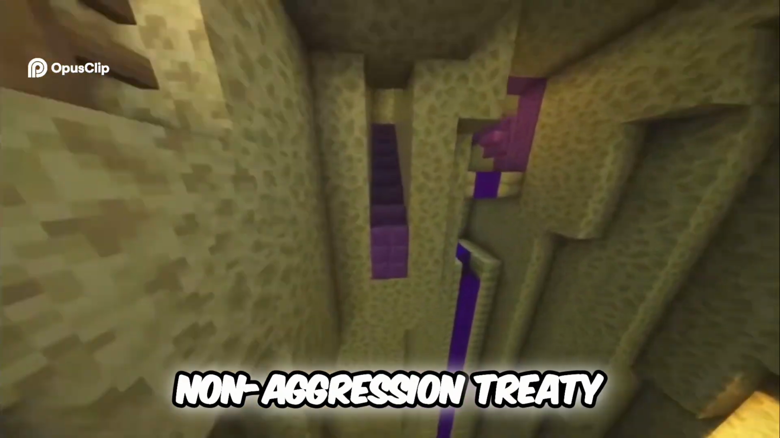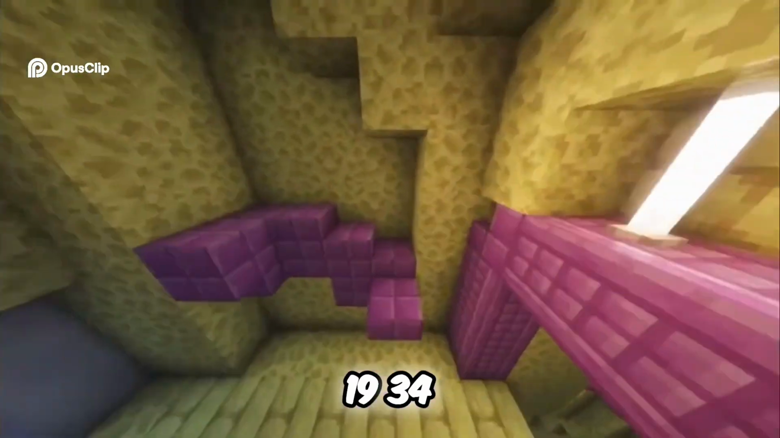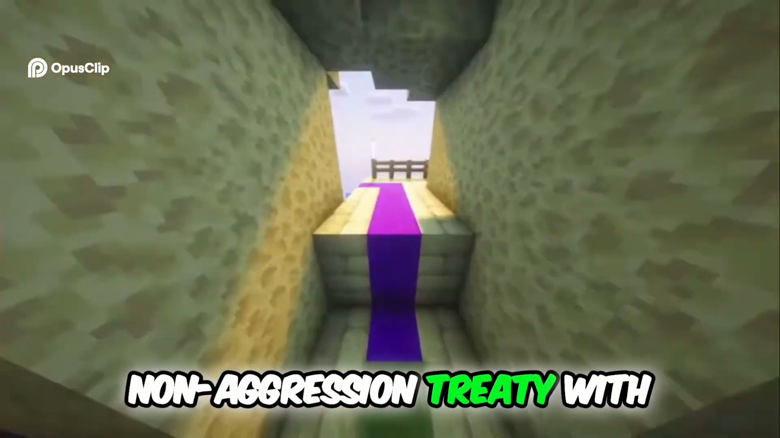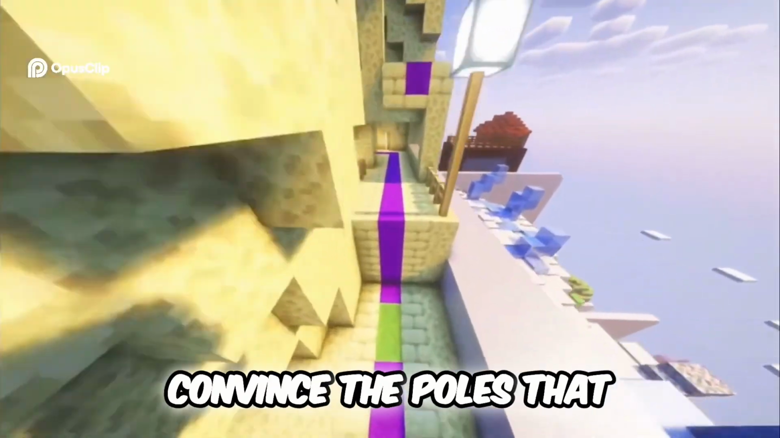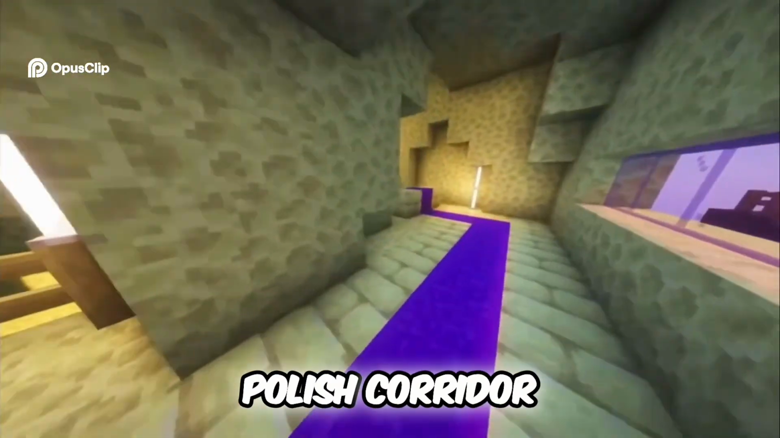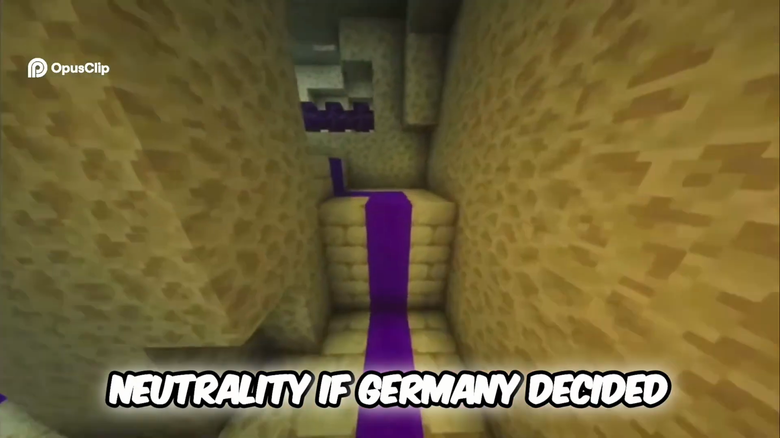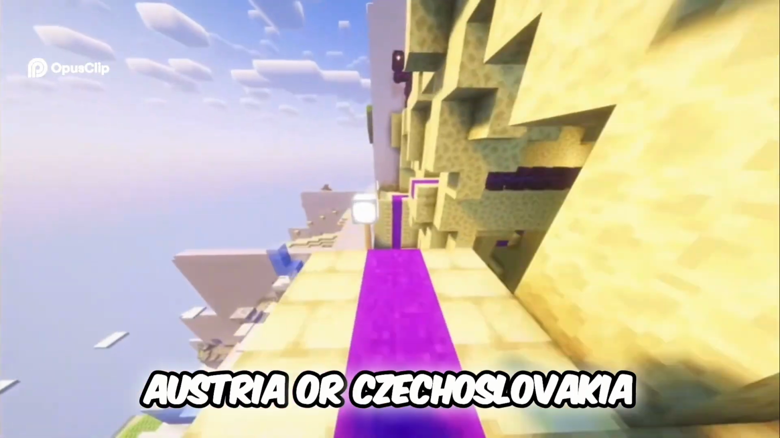Poland Non-Aggression Treaty. In January 1934, Hitler signed a 10-year non-aggression treaty with Poland. This was intended to convince the Poles that Germany had no plans to take back the Polish corridor, and to guarantee Polish neutrality if Germany decided to take action against Austria or Czechoslovakia.